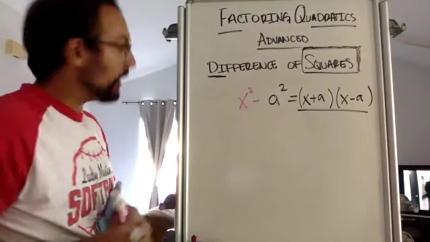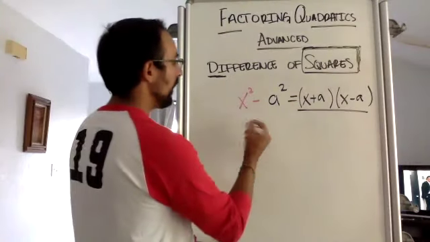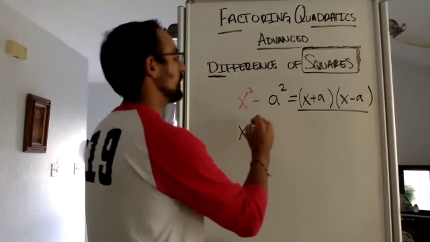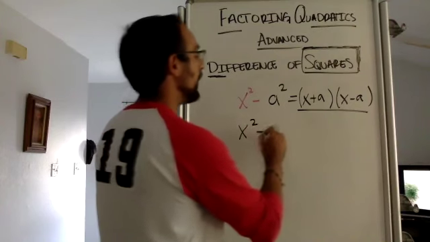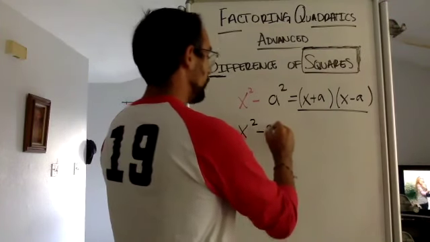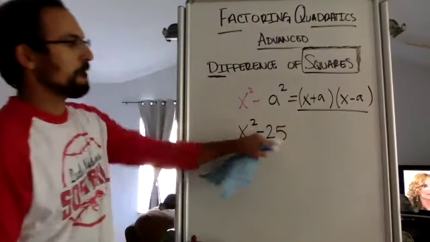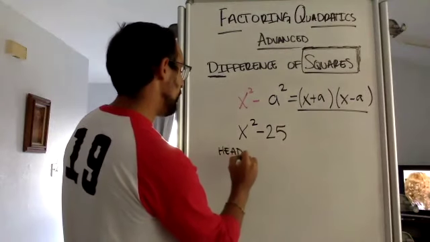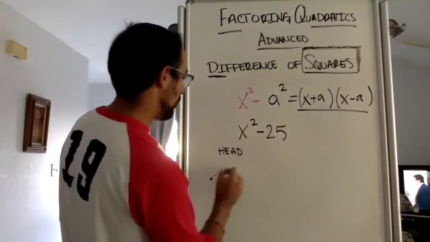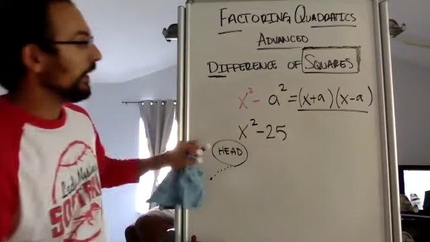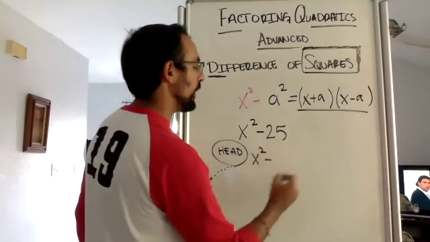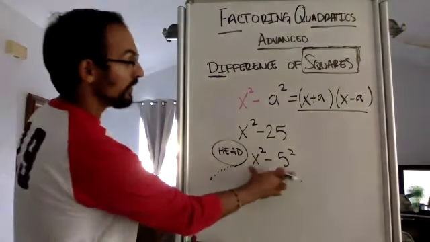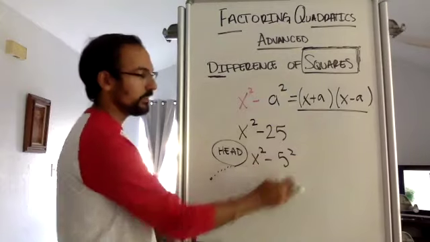Okay? So let me give you an example real quick. And then I'll let you guys off the hook for this lesson. So x squared minus, let's go with 25. In your head, this is what you're thinking: I see x squared minus 25 can be written as 5 squared. So is this a difference of squares? Yes, it is, because this is a perfect square.